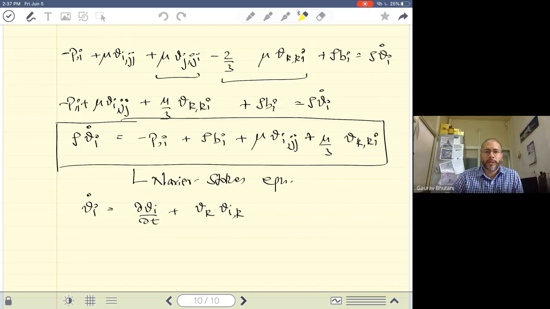So this is called the Navier-Stokes equation, which, when solved in conjunction with the conservation of mass equation, can help us find the velocity and pressure in the flow, which are the two quantities which we need to know to be able to characterize the flow field completely.